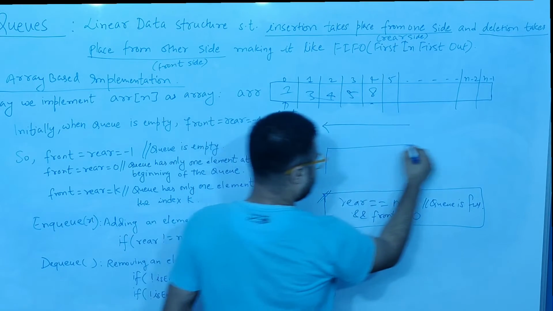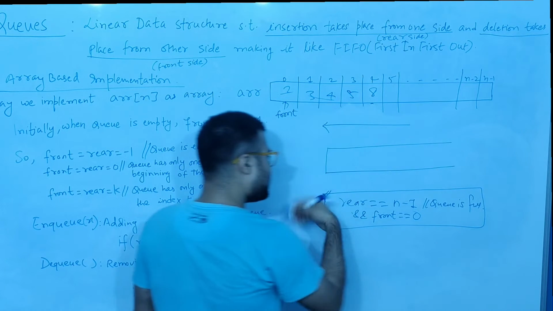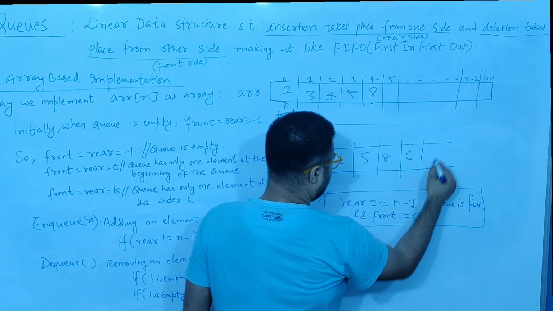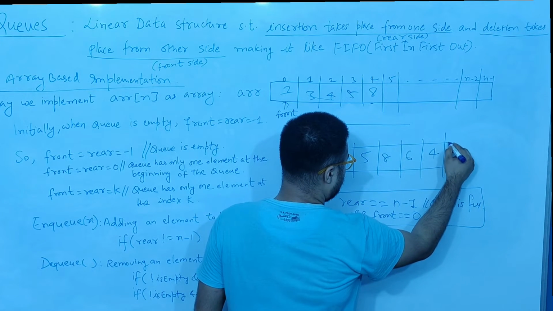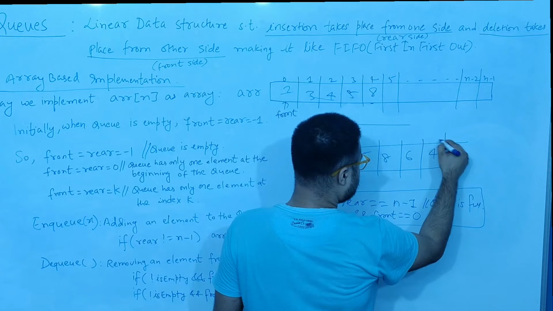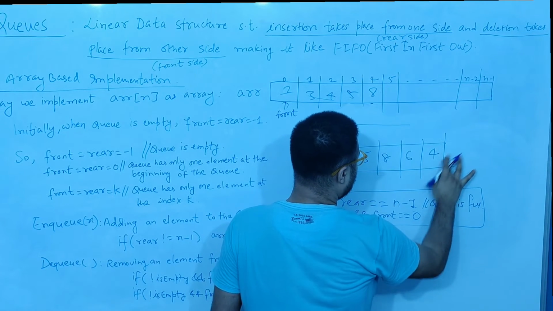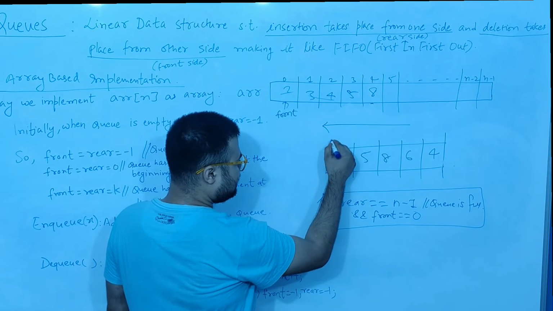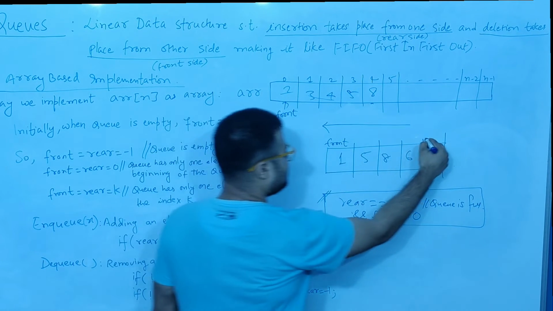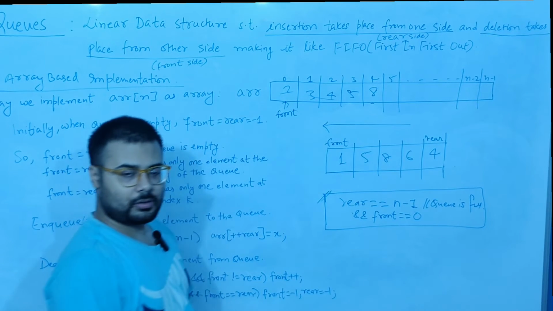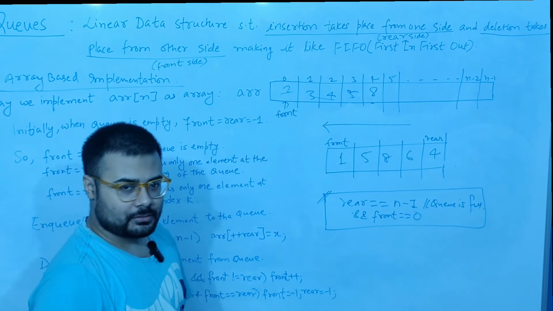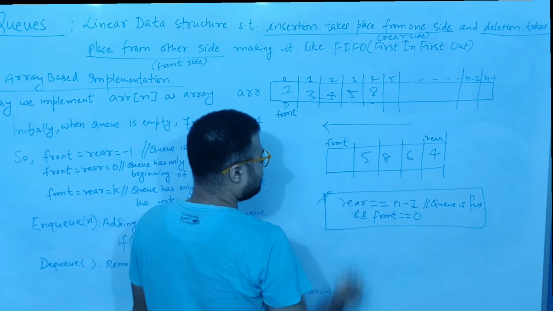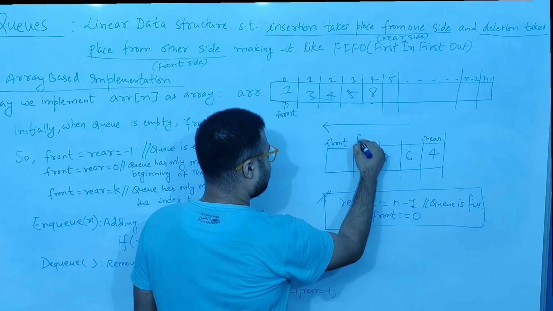This is your queue, and you keep on adding elements 1, 5, 8, 6, 4. Let's say this is the size of your array, for example. Front is this, and this is rear right now. And it may happen that you delete an element. So the moment you delete one from the array, now your front is here.